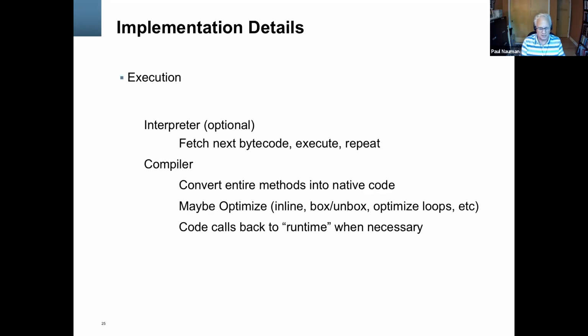You get the next bytecode, you execute it, and then go back and get the next one, and so on until the program's done. In addition, modern JVMs also contain a compiler, a JIT compiler, just-in-time compiler, which converts methods into native code, which runs several orders of magnitude faster than interpretation. So this is always a good idea, and compilers continue to get better as time goes on. Again, the compiler has runtime information which it can use to perform optimizations, and so those can be useful.